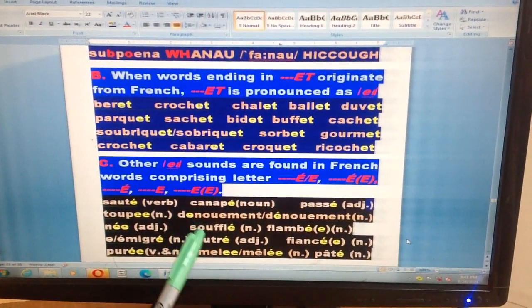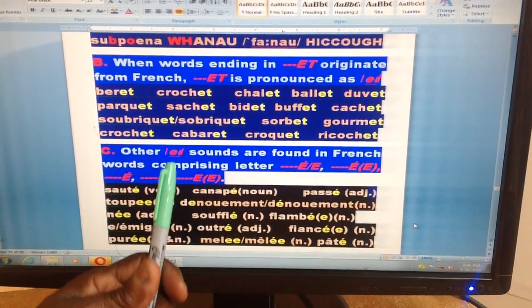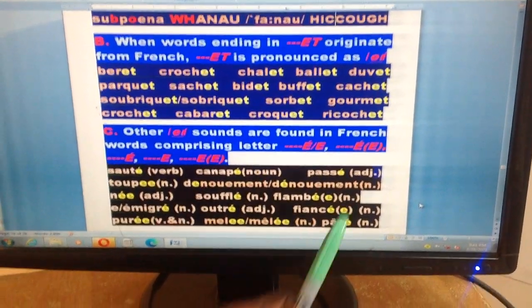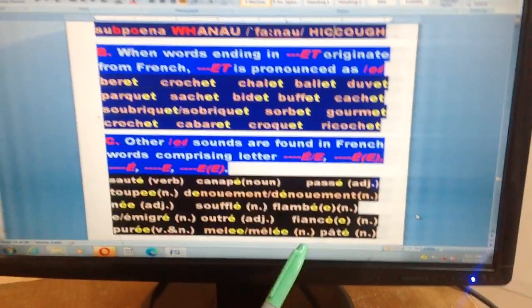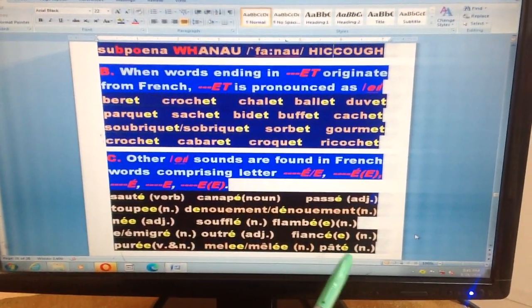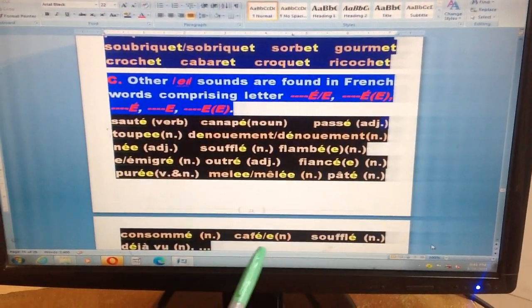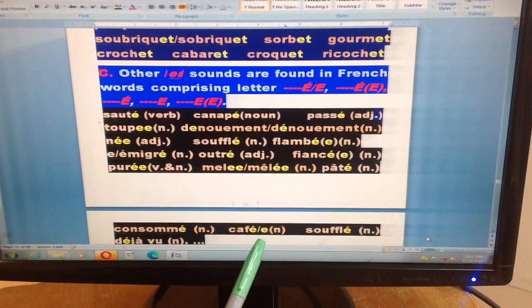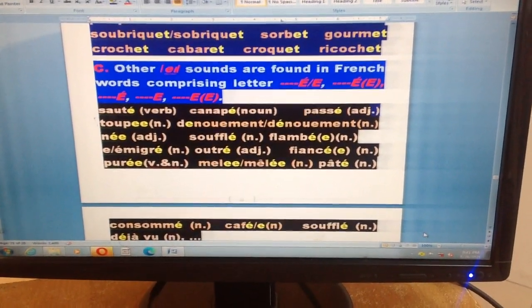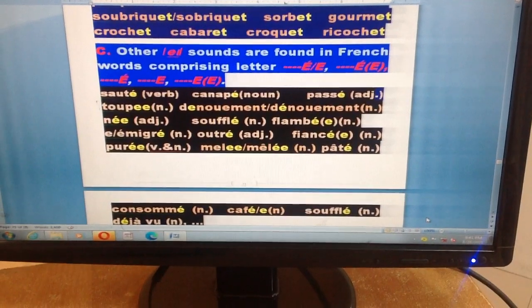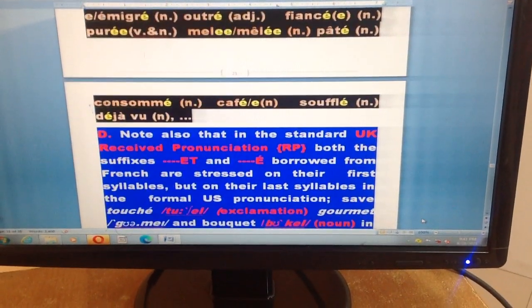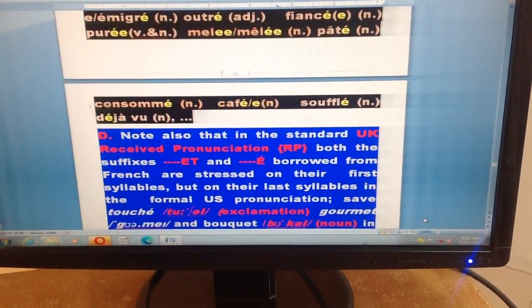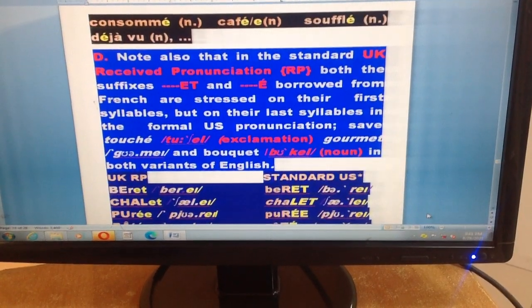As you can see, all of these E's in yellow will produce the sound A, whether you like it or not. Passé, flambé, fiancé, pâté, and then internet café. Check in your dictionary, you will find this information recorded there accurately. So don't ask me questions. It's the dictionary which is guiding us on these sounds.